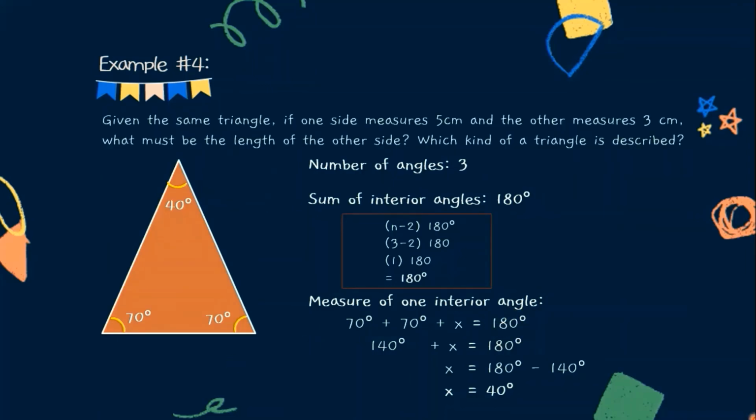Given the same triangle, if one side measures 5 cm and the other measures 3 cm, what must be the length of the other side? And then which kind of a triangle is described?